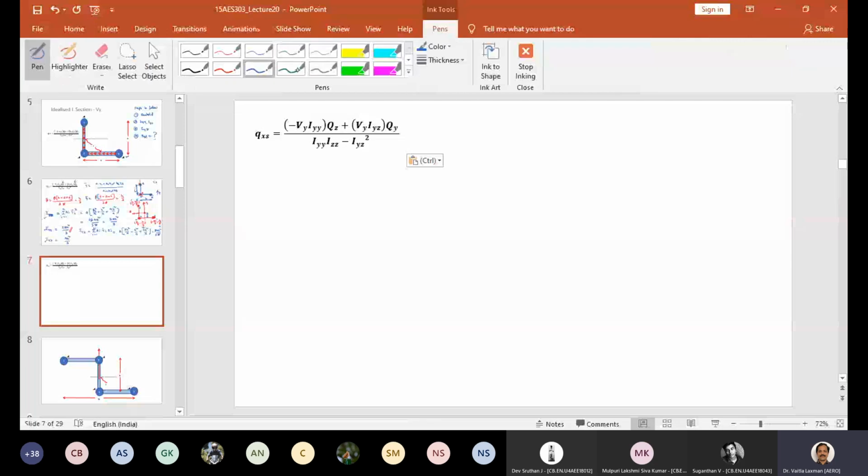I know Iyy. What is that? 2AH squared by 9. Even Izz is also the same. And Iyz is AH squared by 9, sir. By 3. Yes, 3. 2 by 3, right? So now Qx is okay.